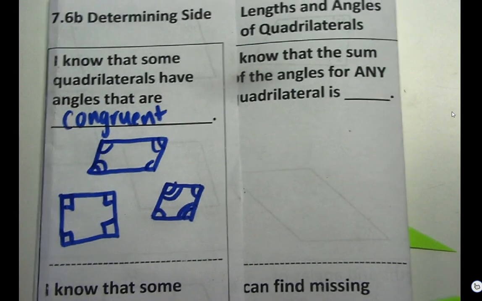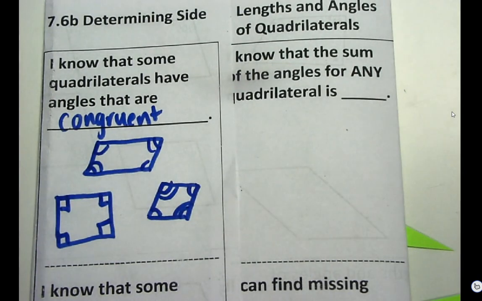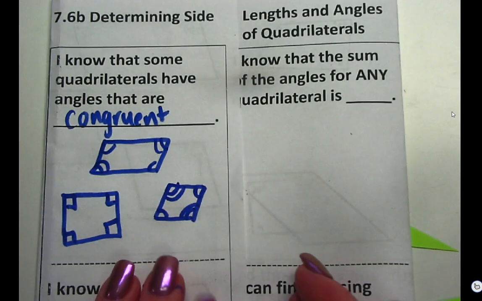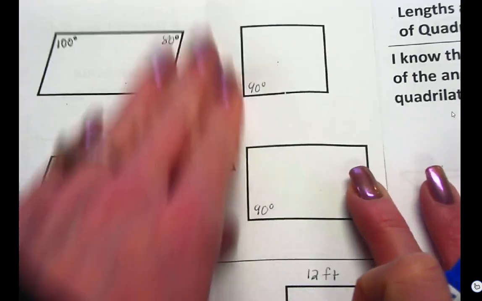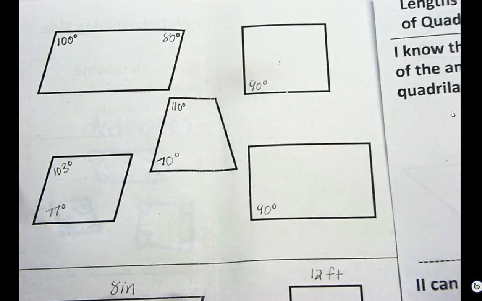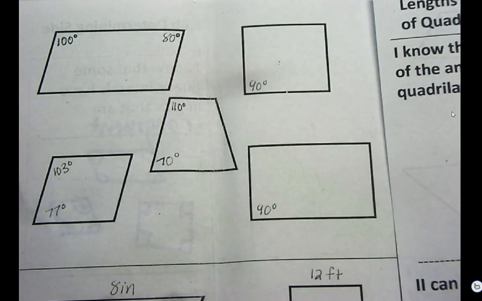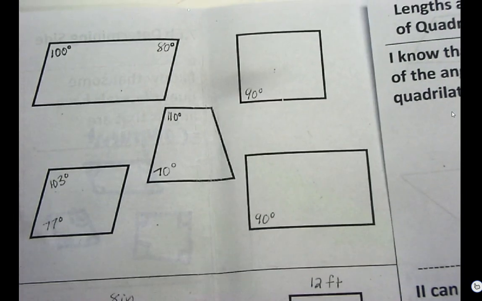So our first thing we're going to look at is determining missing angles of quadrilaterals when we know the properties of the shapes that have congruent angles. So we're going to look over here. We have all of these shapes that have congruent angles, and we're going to use what we've learned about their congruency to find the missing angles.